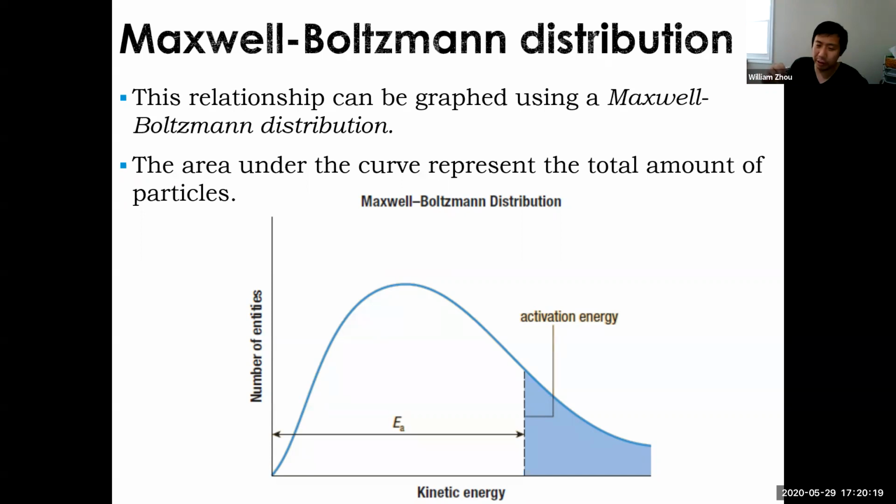Exactly 0 molecules have 0 kinetic energy. You can't have literally no kinetic energy. That's not possible. So this actually originates from the origin 0, 0. It's like a normal distribution.